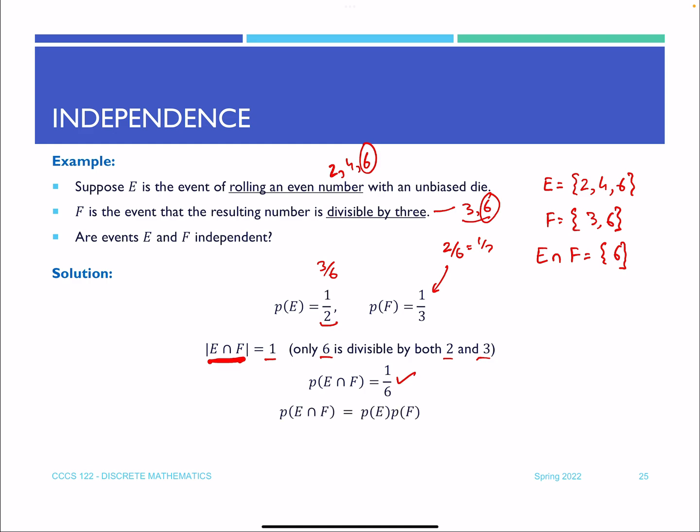Now, is the probability of E intersection F equal to the probability of E times the probability of F? Yes. This is 1 over 2 times 1 over 3, which is 1 over 6. This is also 1 over 6. So, yes, E and F are independent.